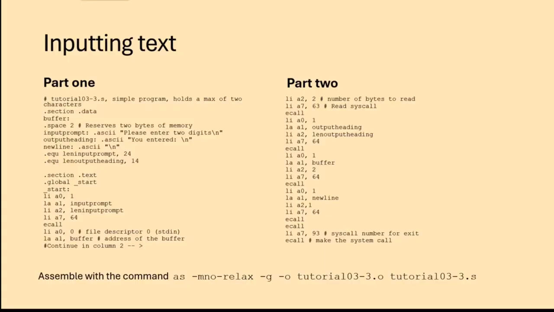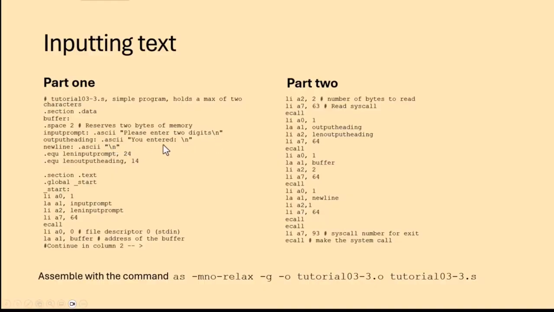Here's an input text program. It's actually a little bit longer than the previous listing. We have a data section where we allocate a very small buffer, in this case only 2 bytes of data. We'll define an input prompt, which will display, "Please enter 2 digits."